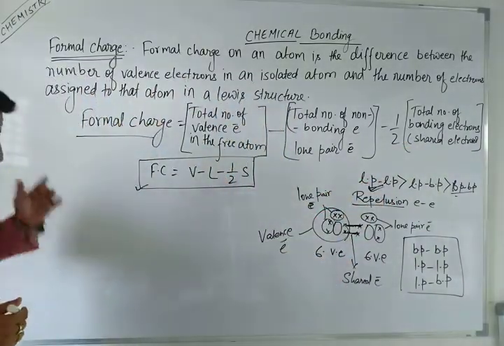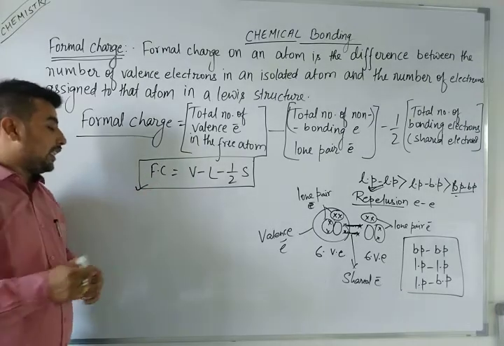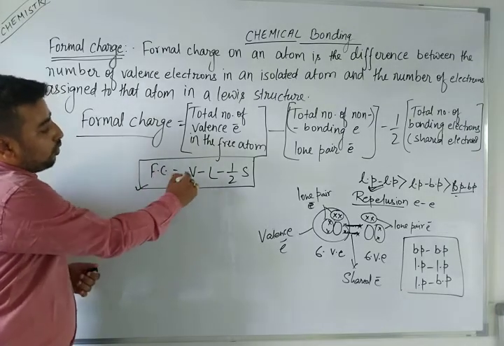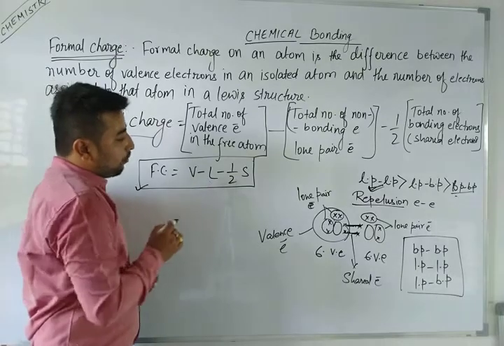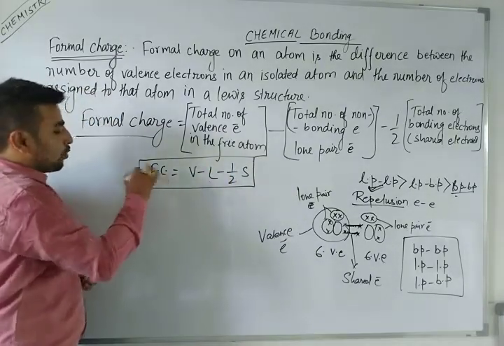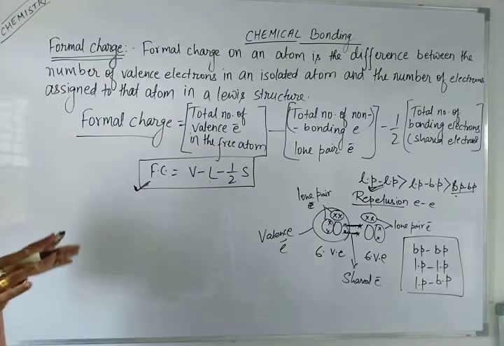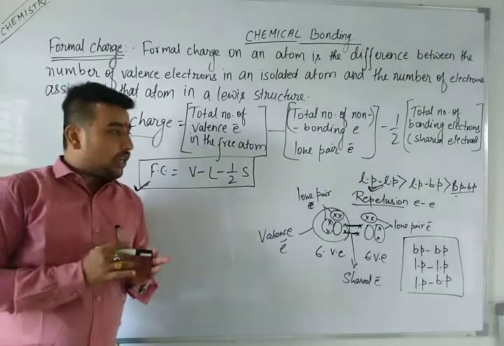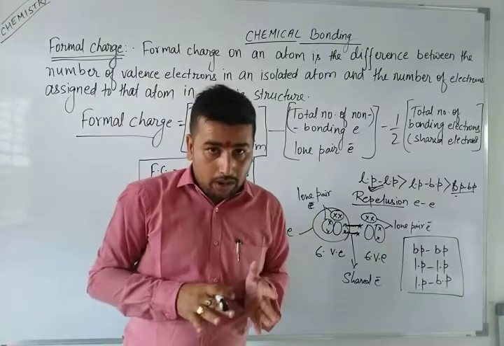So the formula is: formal charge is equal to valence electrons minus lone pair electrons minus half into shared pair electrons. Remember this formula. According to this formula, you can definitely find out the formal charge of any atom of a compound.